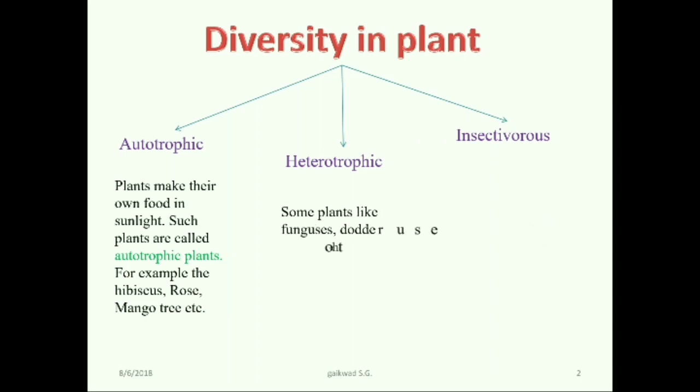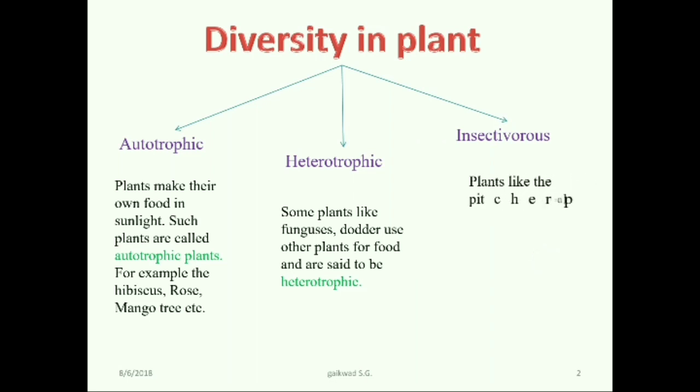The second type is heterotrophic plants. Some plants like fungus and dodder use other plants for food and are said to be heterotrophic plants. Third one, plants like the pitcher plant even consume insects. They are insectivorous. These are the three types of plants: autotrophic, heterotrophic, and insectivorous.